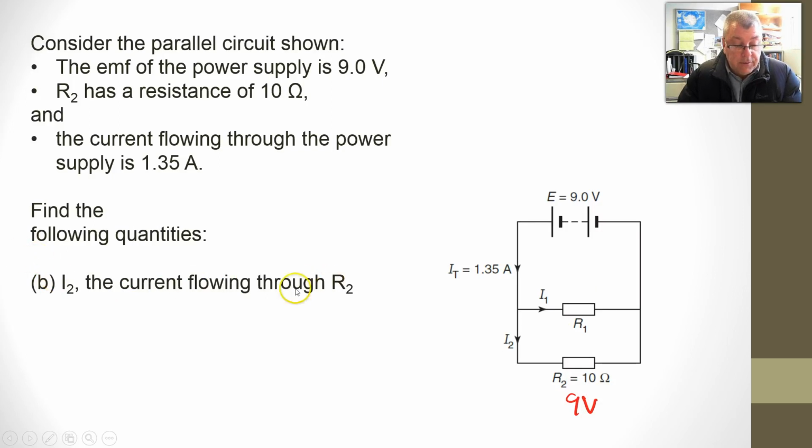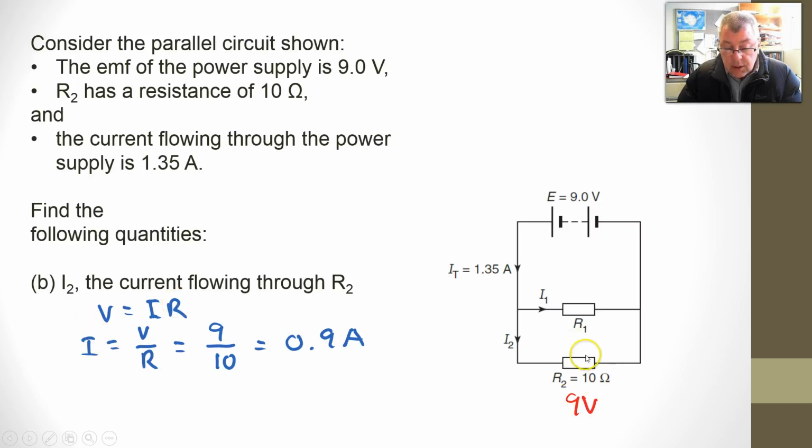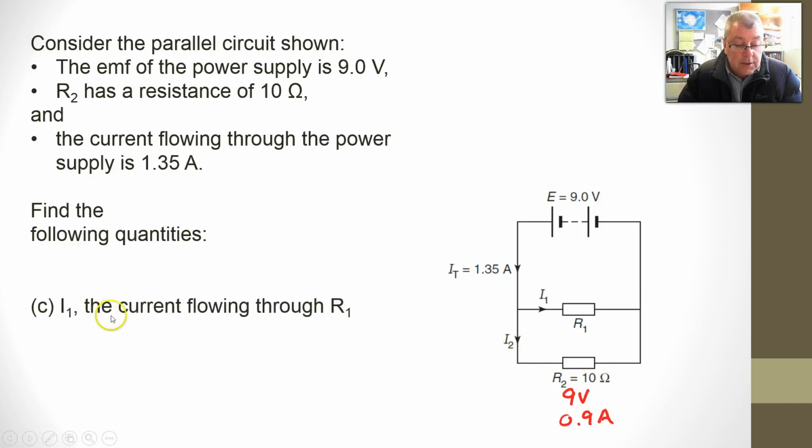I2, the current flowing through the second resistor, so we want the current here. Now it's not going to be 1.35 amps, it's going to be something less than that. We have to figure it out. So we know V equals IR, we're working out I. We know two things about this resistor. We know the voltage and the resistance, so we put that in and we get 0.9 amps going down this branch.